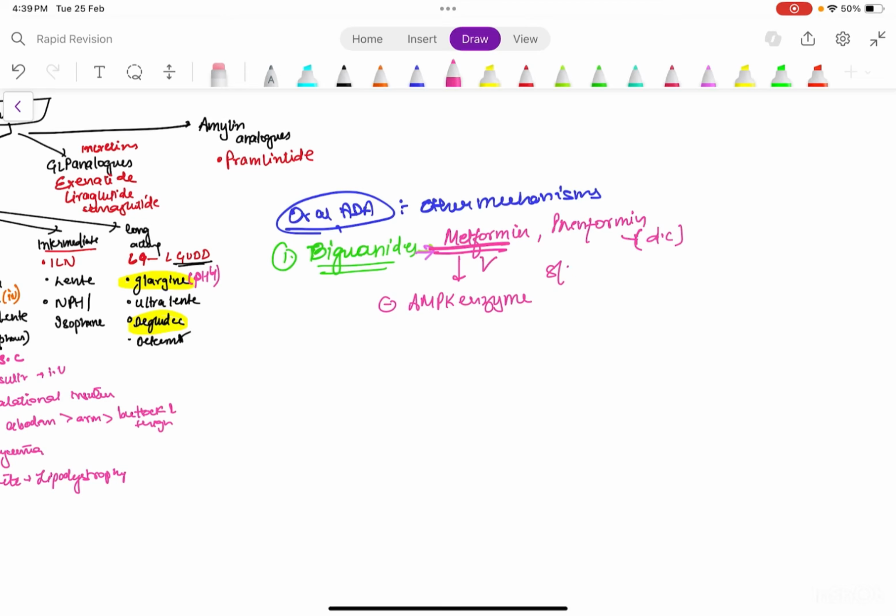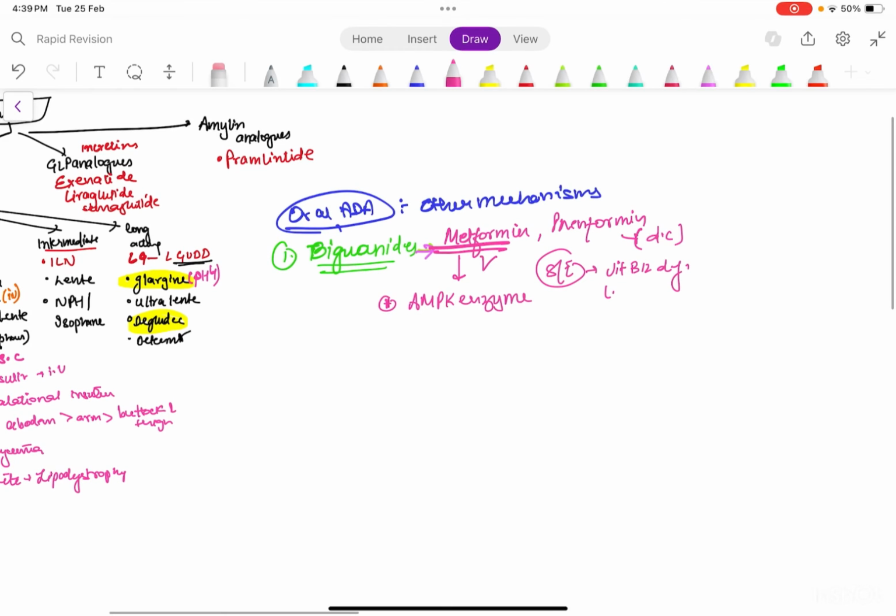Then you should know the metformin side effects. Metformin causes vitamin B12 deficiency. Alright, then coming on to the second one, which is the thiazolidinediones. Now in metformin, you should know that it basically activates the AMPK. So yeah, and it causes lactic acidosis.